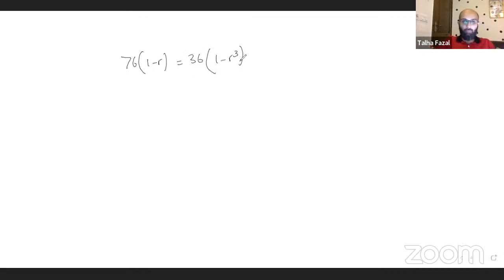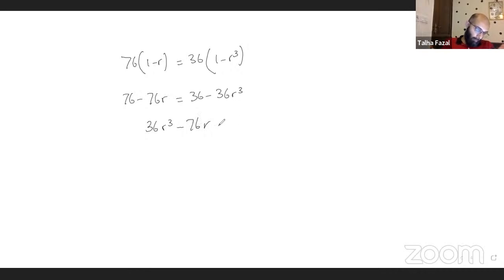So this is what we have, right? At this point, you can simply rewrite this as 76 minus 76r is equal to 36 minus 36r cubed. You can rewrite this as 36r cubed minus 76r plus 40 is equal to 0, right? You can try dividing the entire equation by 4. You get 9r cubed minus 19r plus 10 is equal to 0.